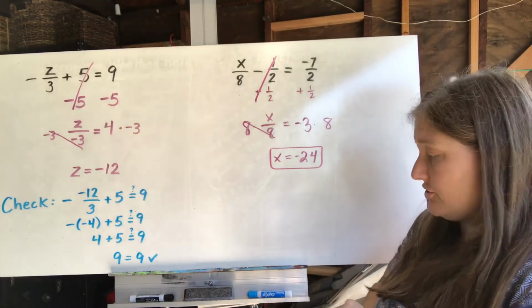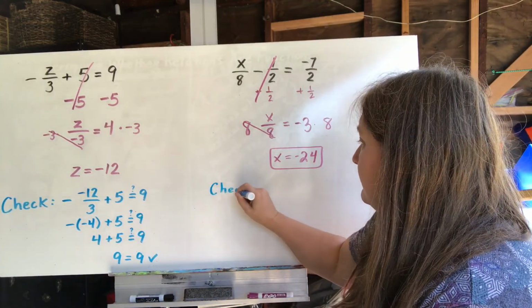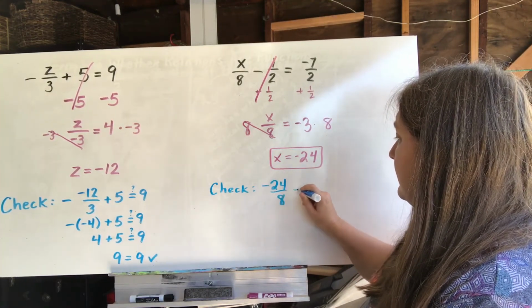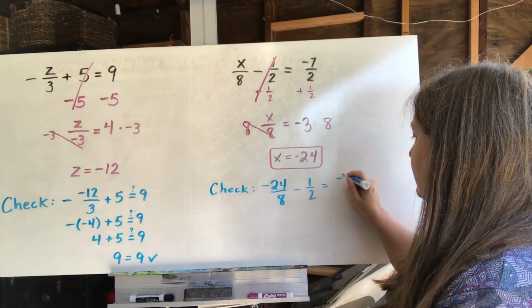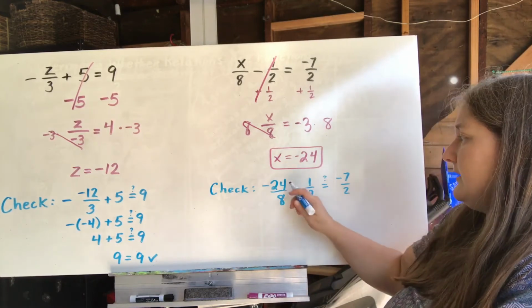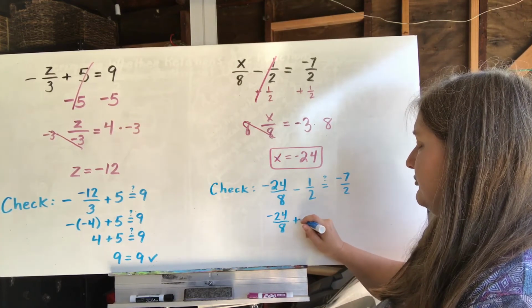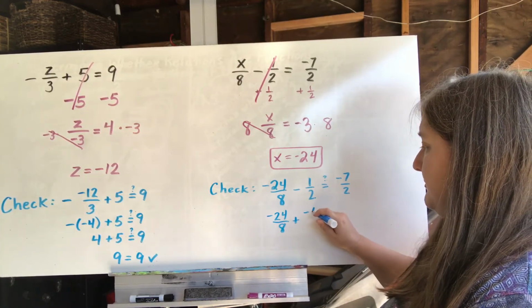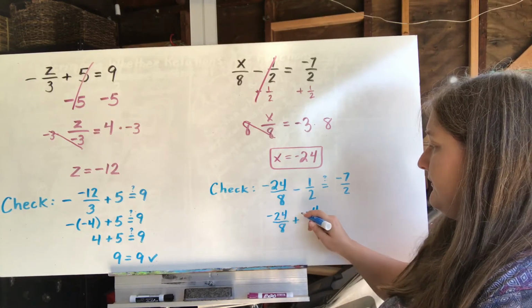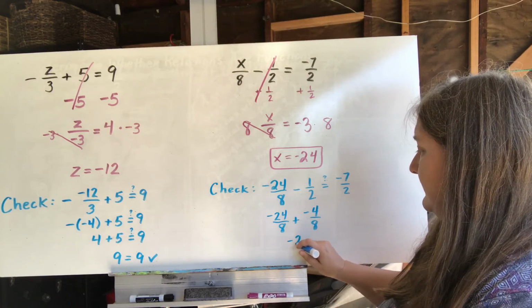So let's always check and make sure that our solution actually works before moving on. So I'm going to plug in negative 24 in place of x, and I'm hoping for an answer of negative 7 over 2. In this case, I'm going to get a common denominator, and I'm going to change this at the same time to add the opposite. So 1/2 would be 4/8, or since I did add the opposite, negative 4/8. And negative 24 and negative 4 gives me negative 28/8.